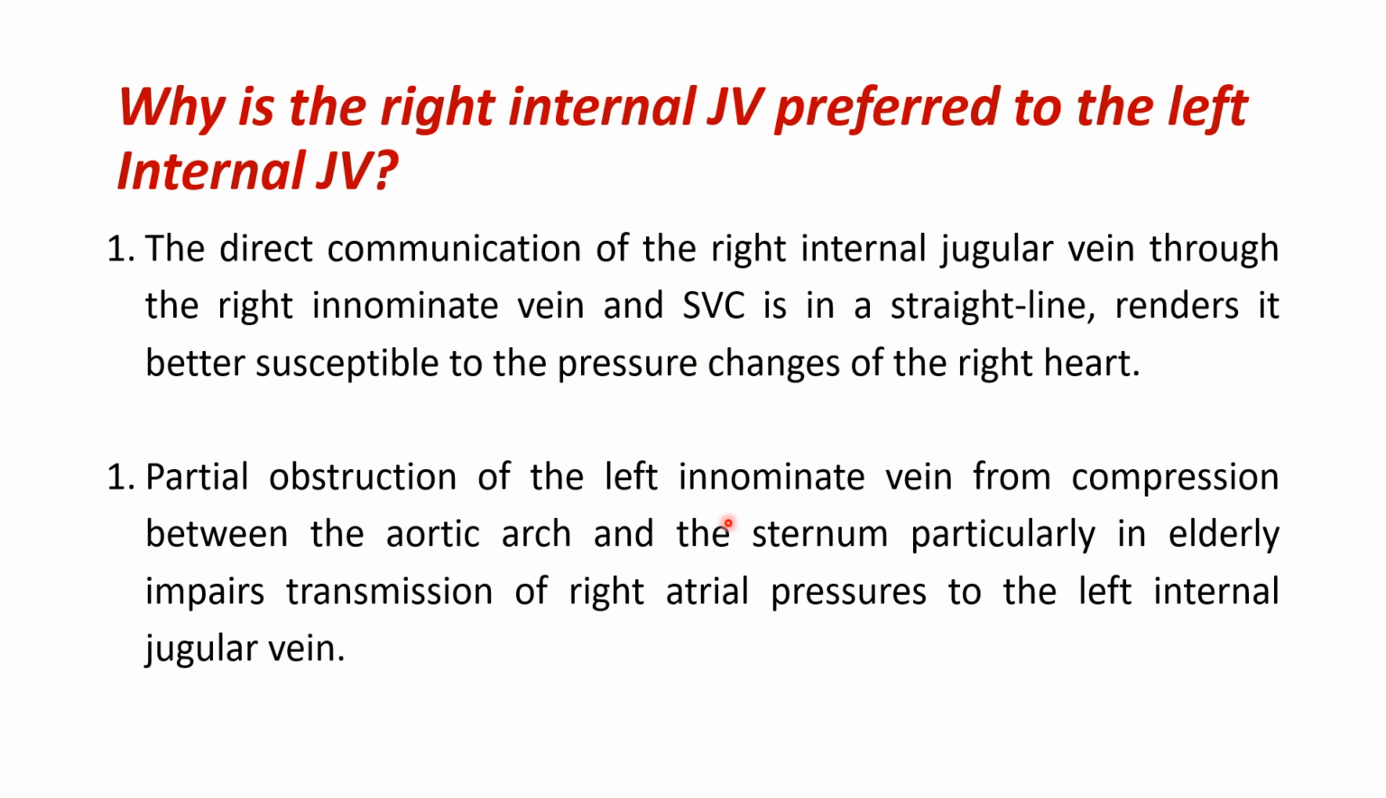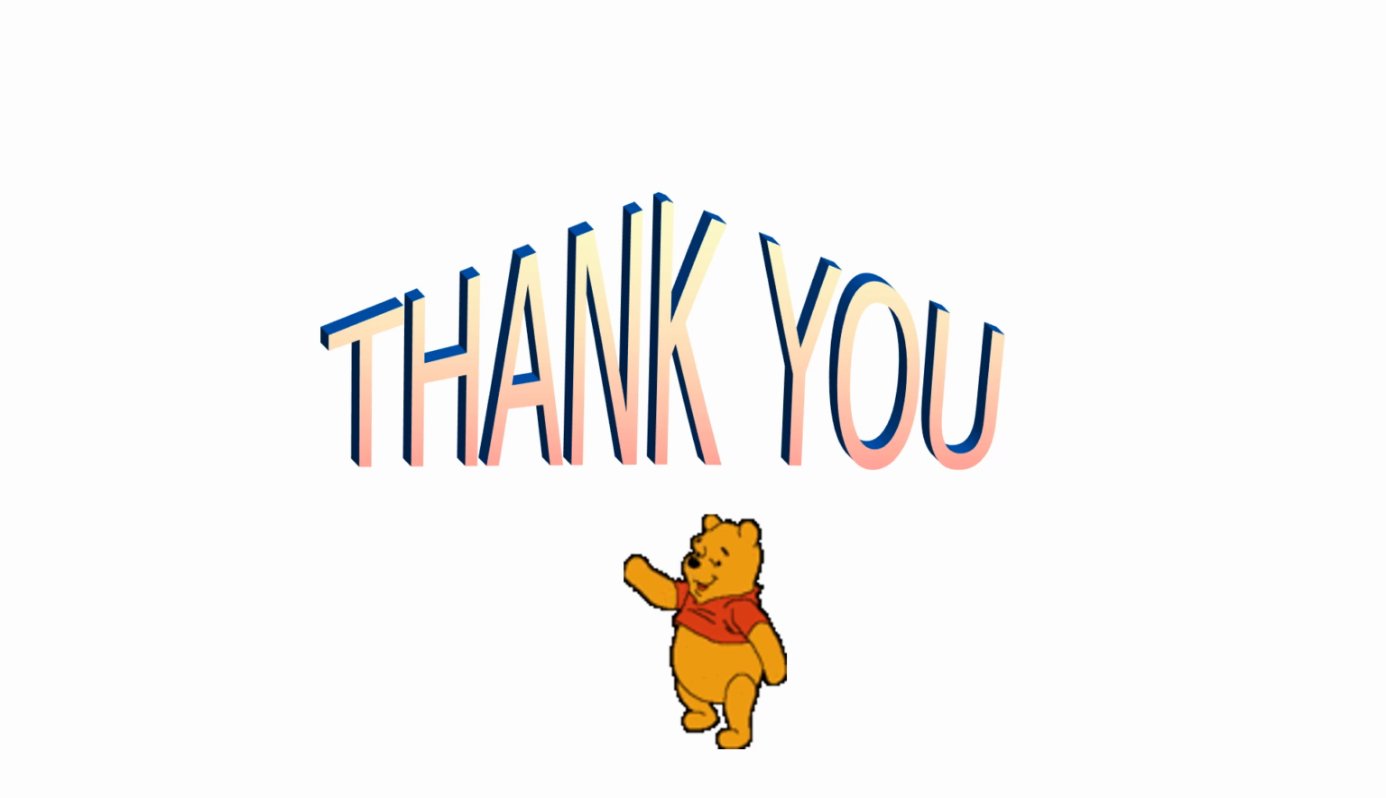Another thing is that the left innominate vein can be compressed between the aortic arch and the sternum, and this can also affect the pressure. So anatomically, we prefer the internal jugular vein over the external jugular vein, and we prefer the right internal jugular vein, not the left internal jugular vein.